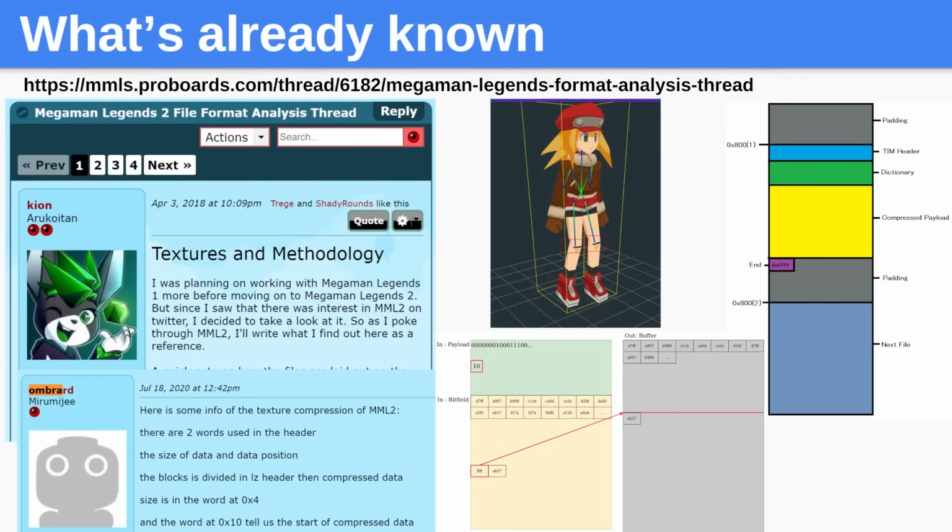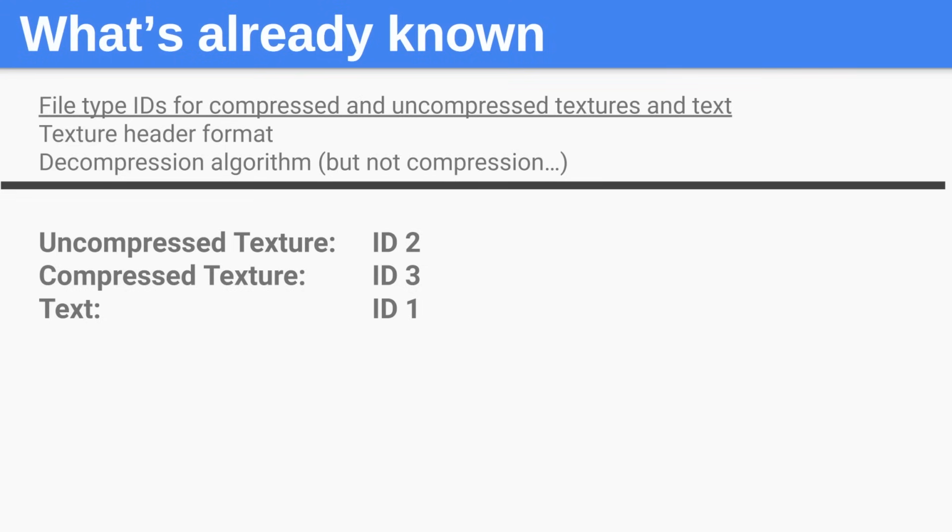Over on the Mega Man Legends Station forum, some people have actually looked into this and have figured out a lot about how Mega Man Legends files are put together. A lot of what's already known is pretty relevant for us. For example, we know what the file IDs are for compressed and uncompressed textures as well as text. We know that the uncompressed textures have an ID of 2, compressed textures have an ID of 3, and text has an ID of 1.